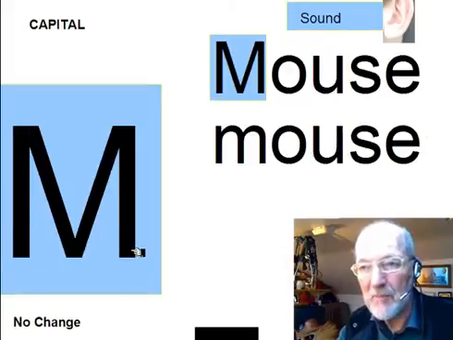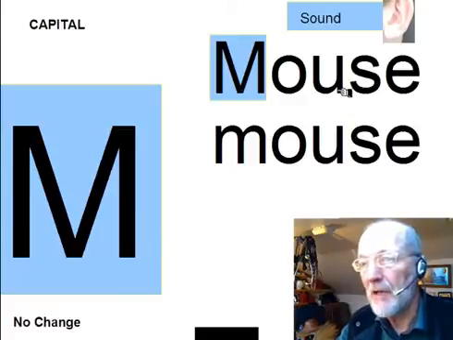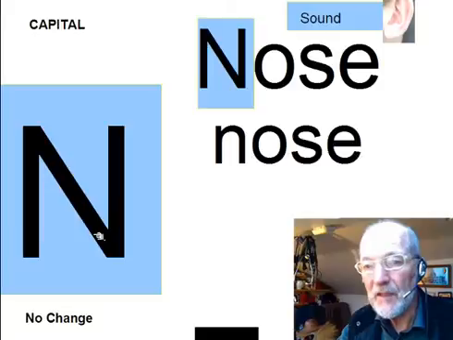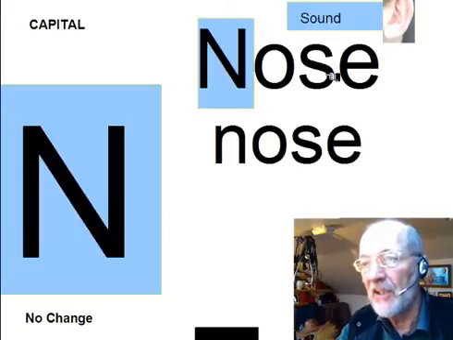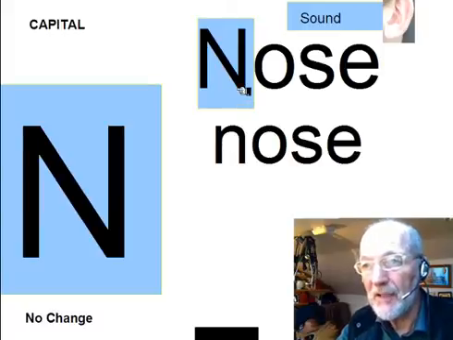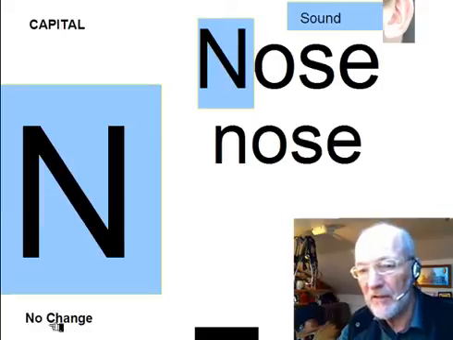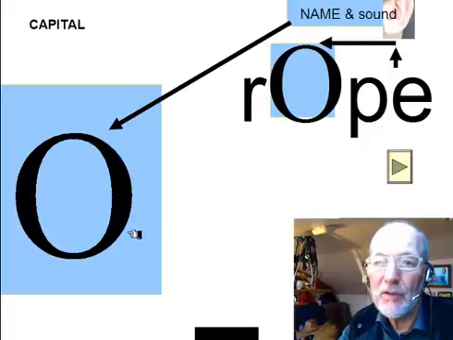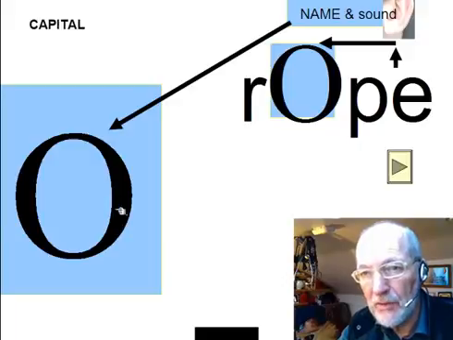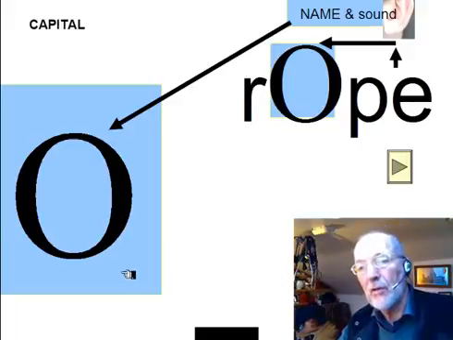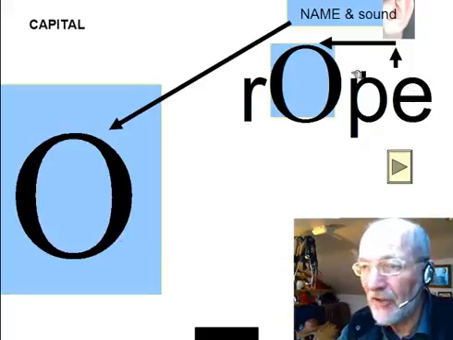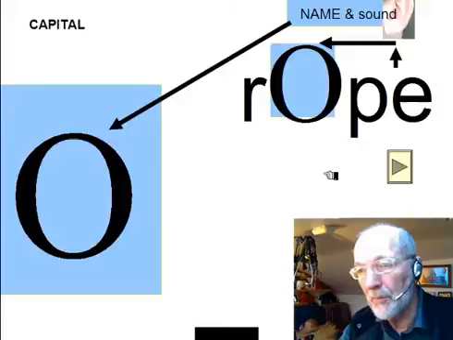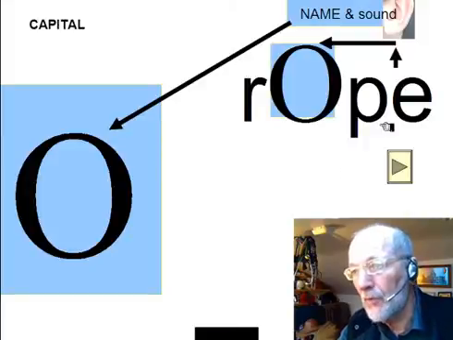M. Name M. Sound M. Mouse. No change. N. Name N. Nose. Sound N. Capital N. Nose. Small n. Nose. No change. O. Capital O, it's called. So the name is O. The sound is O in this word, with an E just one letter beyond, which makes that say its name O, not its sound. So this word is rope.